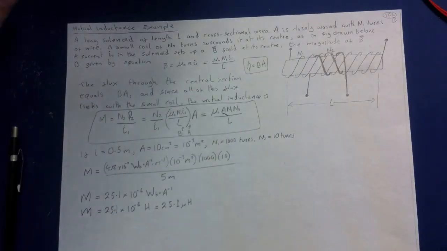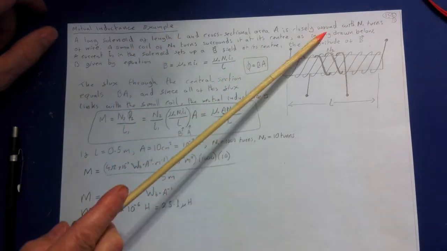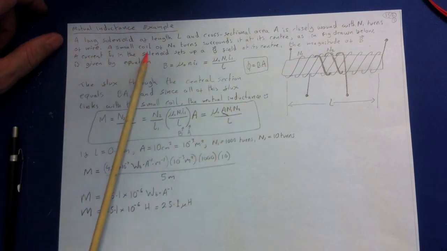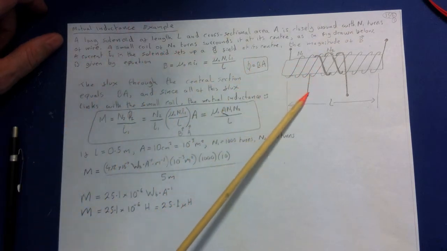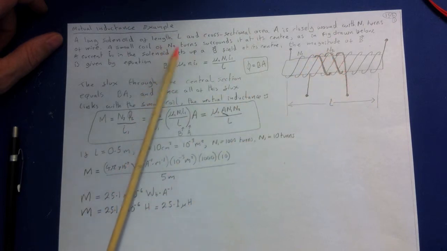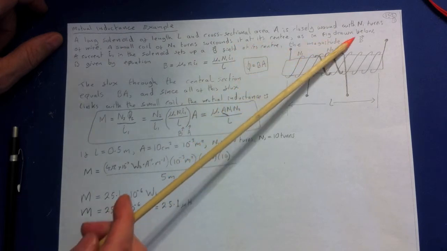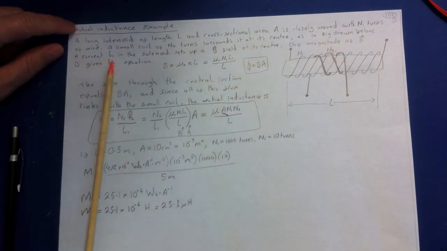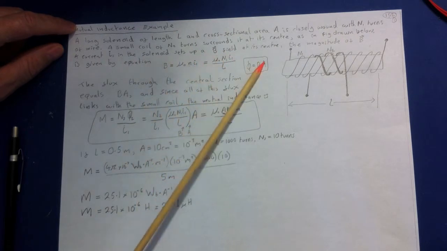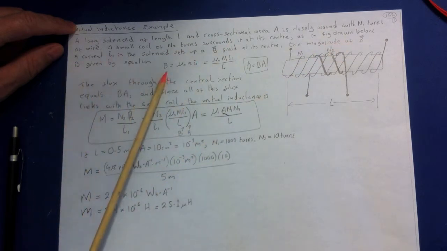So here we've got a long solenoid of length L, it's got cross-sectional area A, and is closely wound with N1 turns of wire. A small coil of N2 turns, so we've got a smaller coil here, you can see it's got fewer turns, surrounds it at its centre, as in the figure drawn below. A current I1 in the solenoid sets up a B field at its centre. The magnitude of the B field is given by this equation.